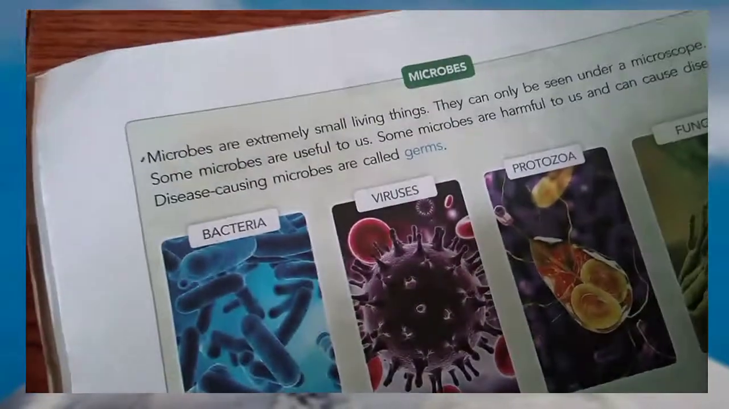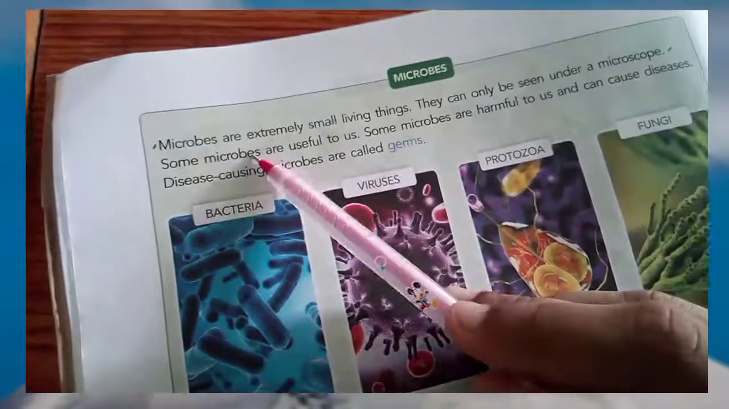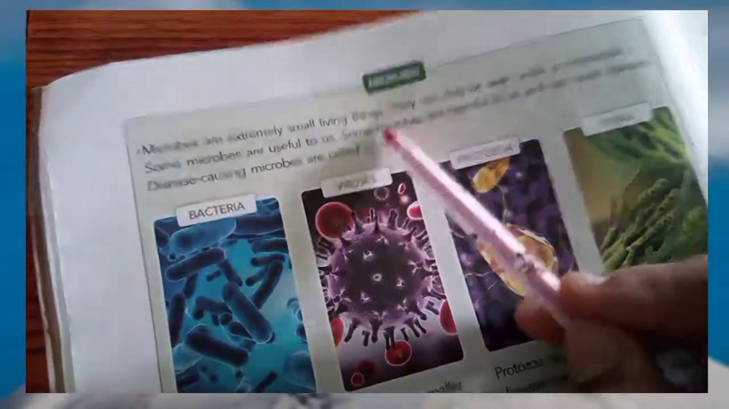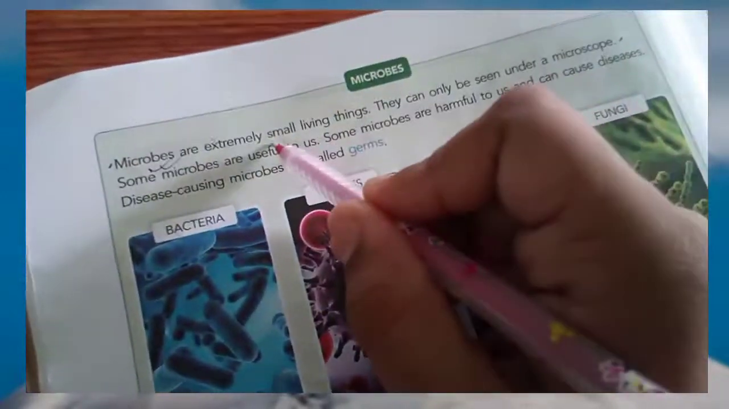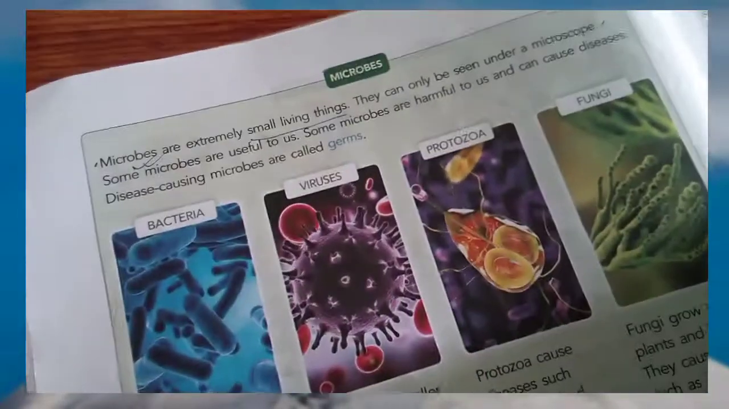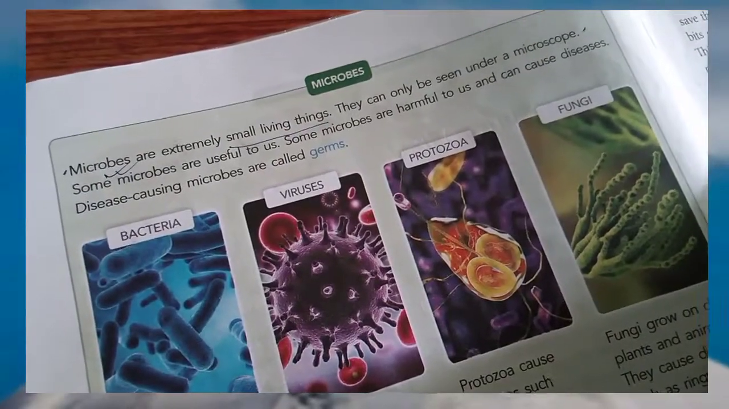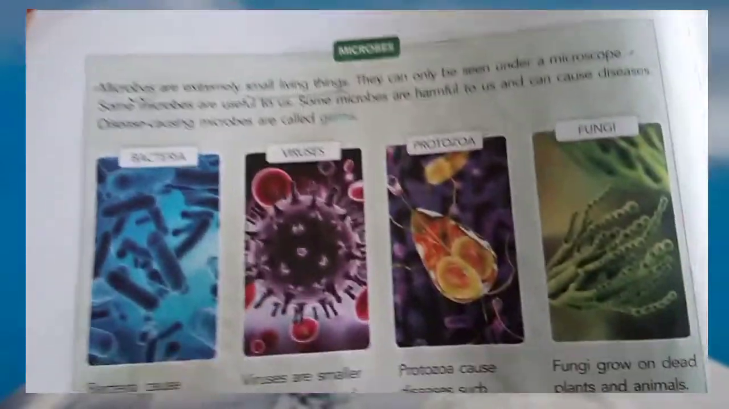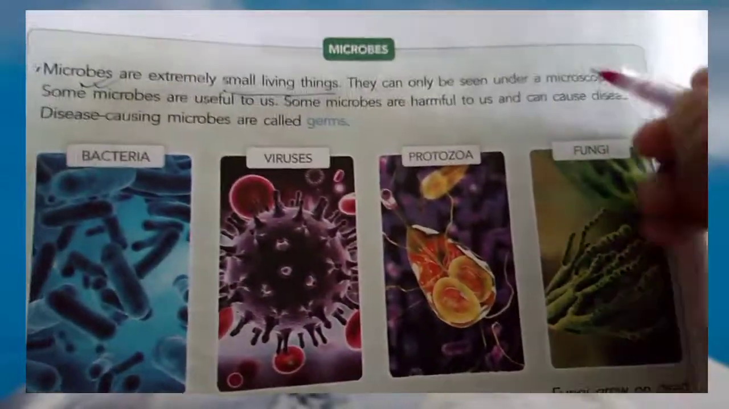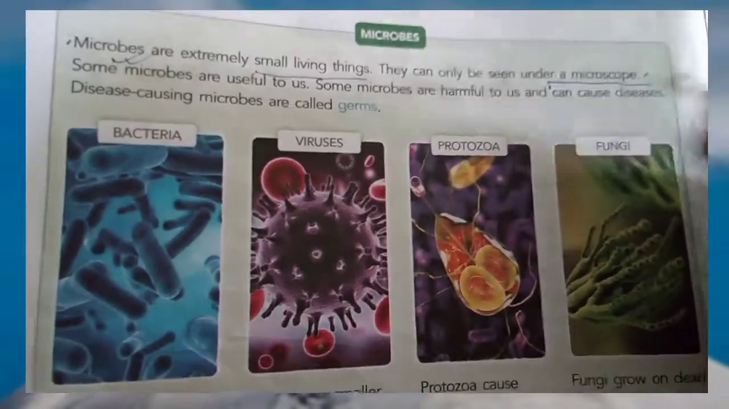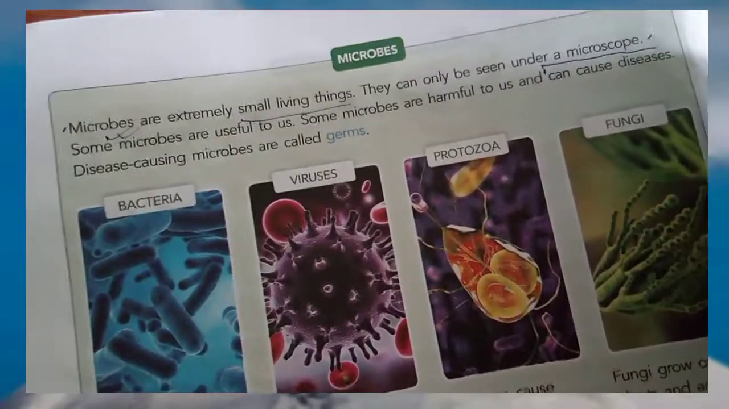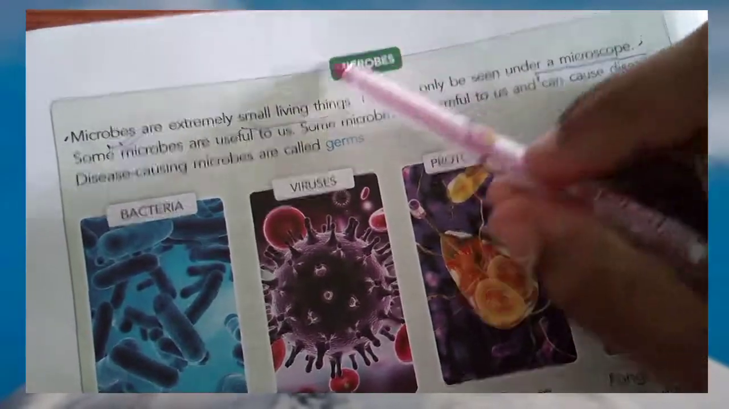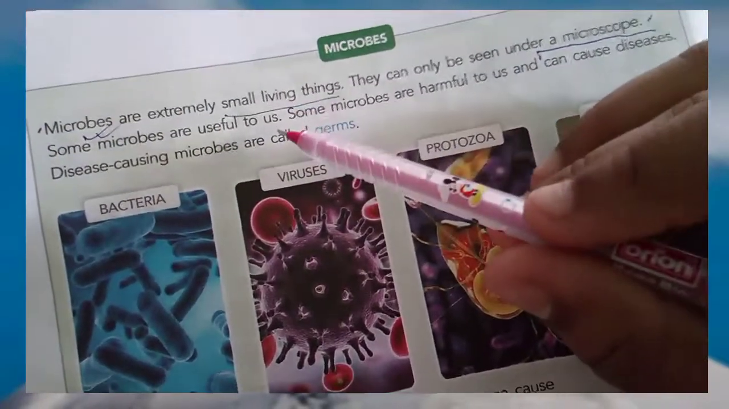Microbes. Microbes are extremely small living things. So what are microbes? They are extremely small living things. They can only be seen under a microscope. So where can they be seen? Only by a microscope. So our question can come: by which thing can microbes be seen? Okay.